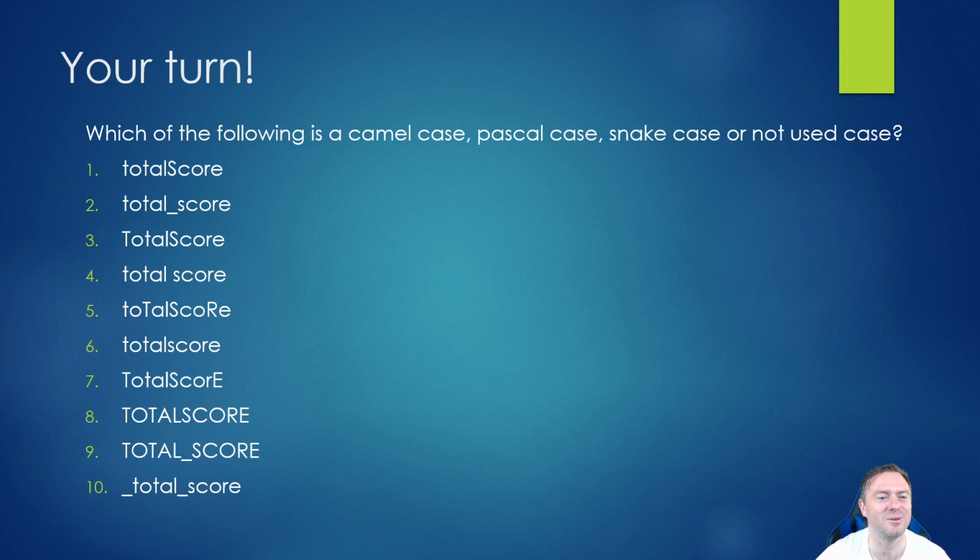So have a go at this. Your turn. Which of the following is Camel Case, Pascal Case, Snake Case, or not used case? So we've got total score, total underscore, total score, and have a go. Just pause the video and see what you get.